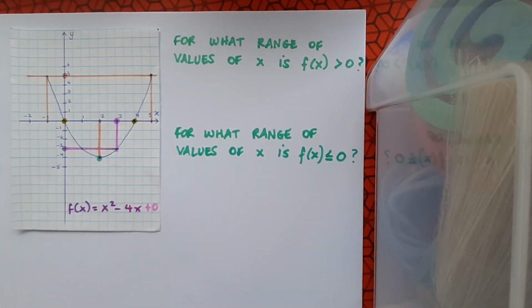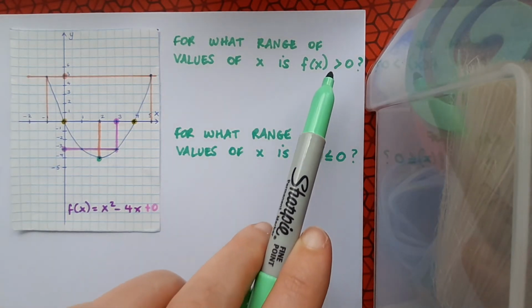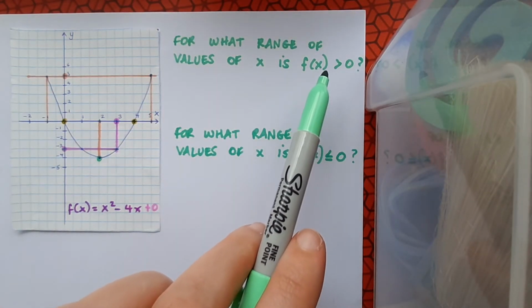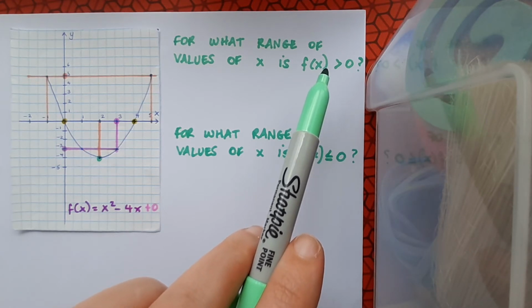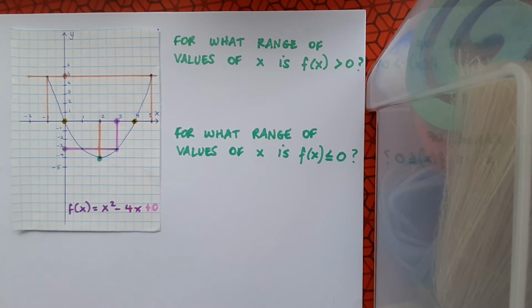So let's start off with our f of x function. And we've got 2 questions here. For what range of values of x is f of x greater than 0? And then secondly, for what range of values of x is f of x less than or equal to 0? Well, don't forget, f of x is greater than 0 means that I'm looking at where the function is above the x-axis. So let's go to our diagram and deal with this first.